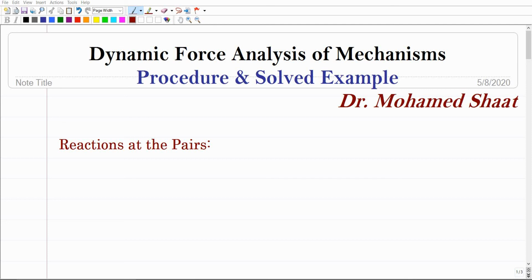Also, we considered the general case where we have a member that is subjected to some forces, like two forces at the ends, in addition to multiple forces and even a torque that would be located in the middle between these two ends, acting on the member. And we discussed how we can handle and deal with this type of member.